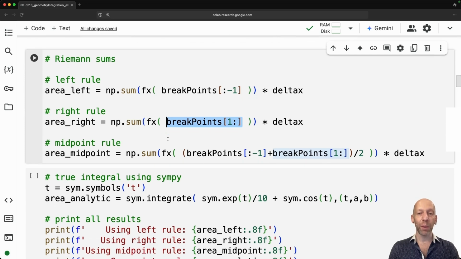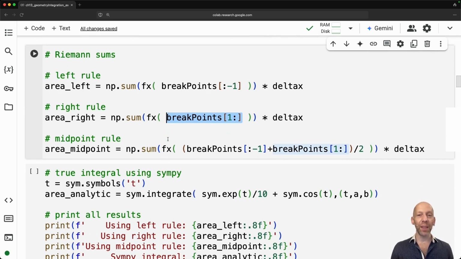And then the midpoint rule is the average of each successive pair of breakpoints. So you see here, I'm taking the breakpoints from the first one to the penultimate plus the second one to the final, and then I add those together, and then I divide by 2. So this gives me the average of each successive pair of breakpoints, which is the point in the middle. So it's that simple.